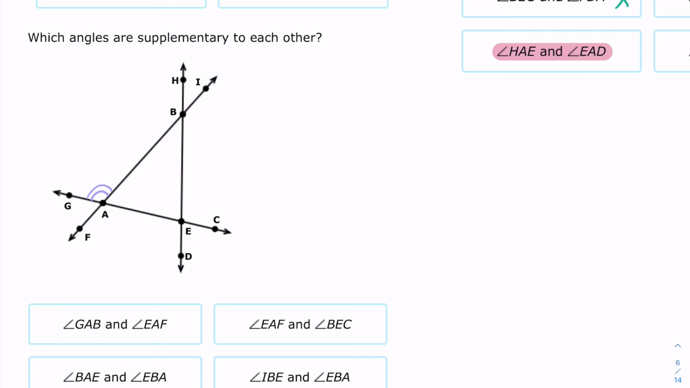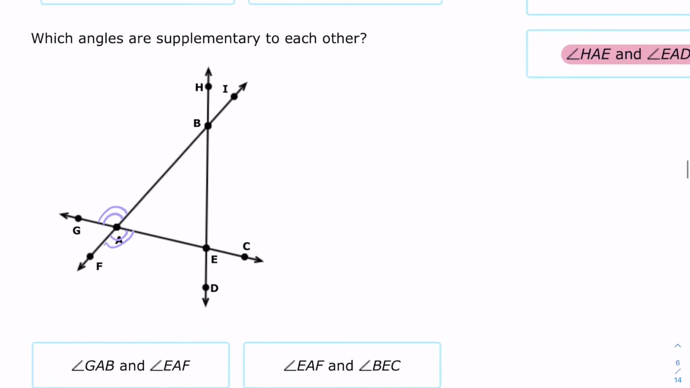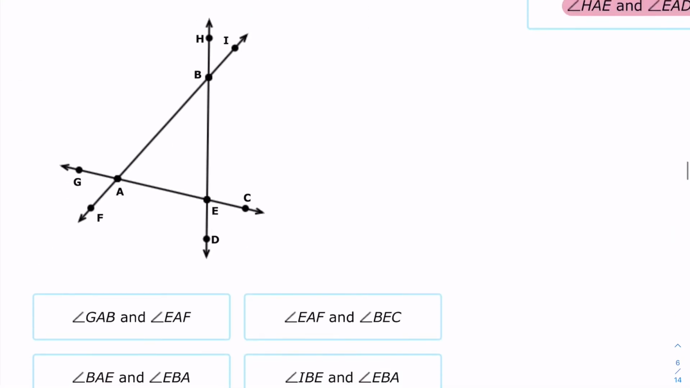And EAF is this angle here. Well, those are vertical, so they're not supplementary. They're congruent to one another, but they are not equal to 180 degrees. So this one is not the one we're looking for.